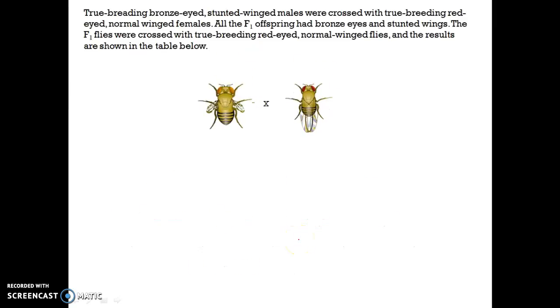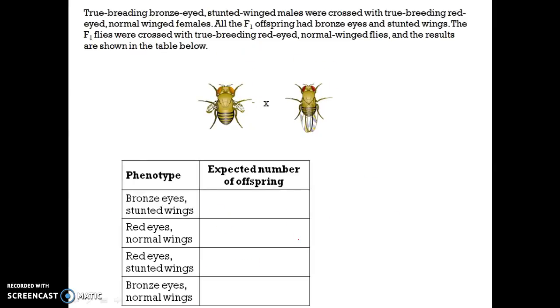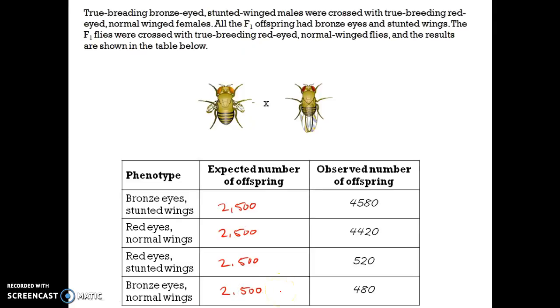So thinking back to our data, we had 10,000 total offspring that were created. And so with a 1 to 1 to 1 to 1 ratio, we would expect to see 2,500 offspring with each of our possible phenotype combinations. But what we actually see is very different. And so when we look at this data, we can make some observations.